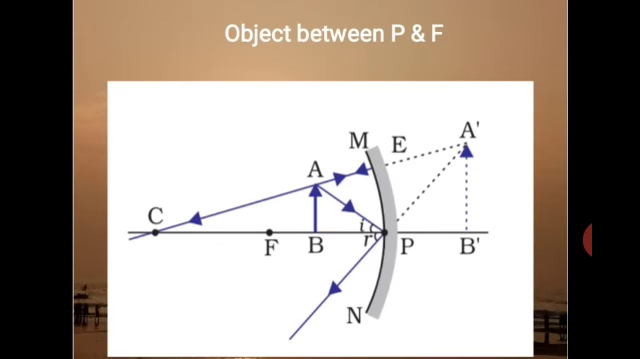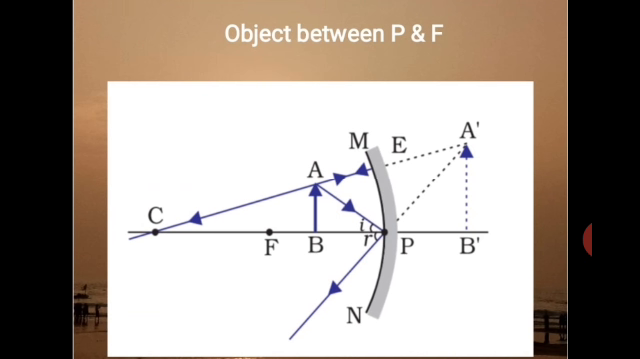The last case of concave mirror is when we place the object between the principal focus and the pole. So, we are placing the object between P and F. When we do this, we draw the ray number 1 passing through the center of curvature, that is AE. It goes straight as EC after reflection. So, AE is the incident ray, EC is the reflected ray.